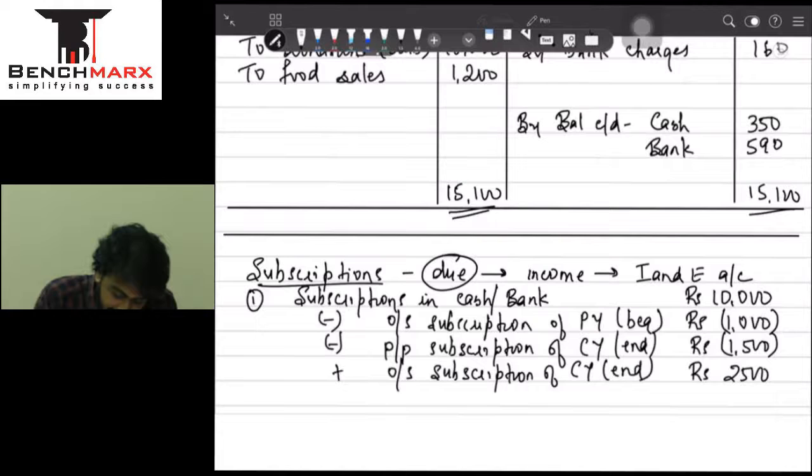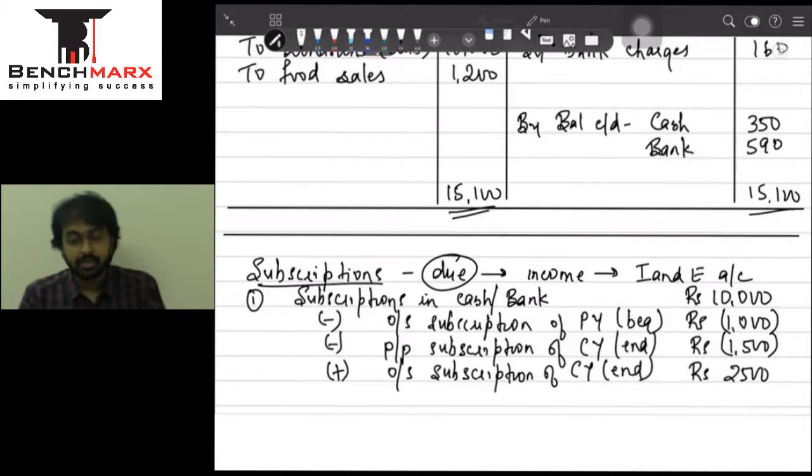So I will add this. Right, this is supposed to be added. This is ours, because this is income due. My job is to add it because it is not inside the 10,000. But this pertains to the current year's income, so my job is to add it.